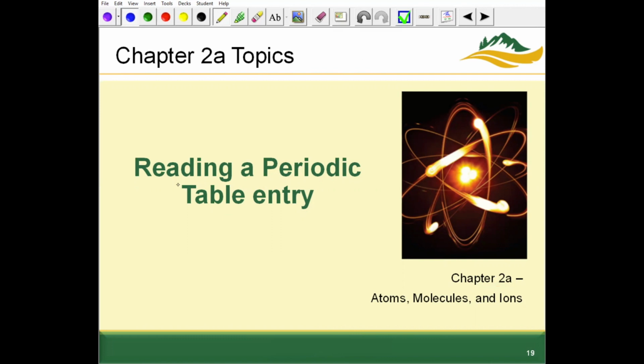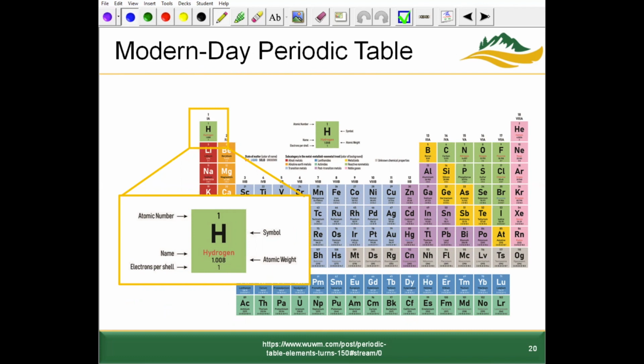Next, we're going to go into reading a periodic table entry. So you'll see a lot of periodic tables. Each box will look different. Each element representation might look different depending on what periodic table you're looking at. Not all periodic tables will show the electrons per shell, but what you will see is the element symbol, the atomic number, and the atomic weight. So recognize in this version of the periodic table, we have the atomic number here, then we have the symbol, then we have the mass here, the mass or the atomic weight.